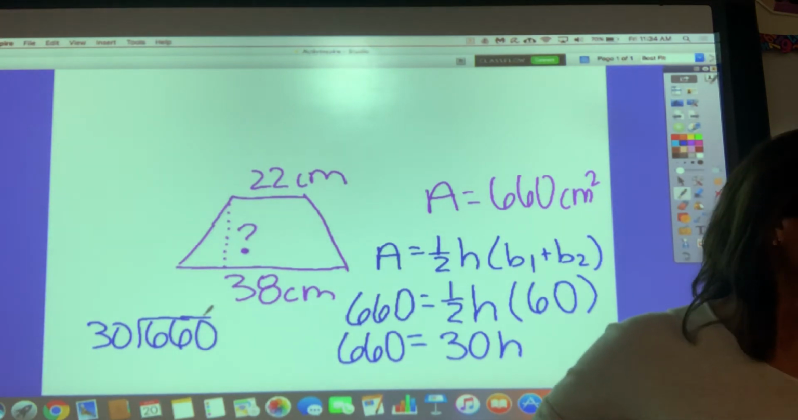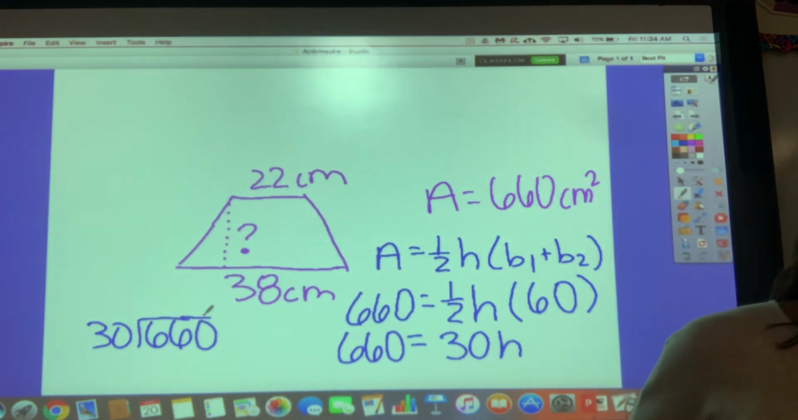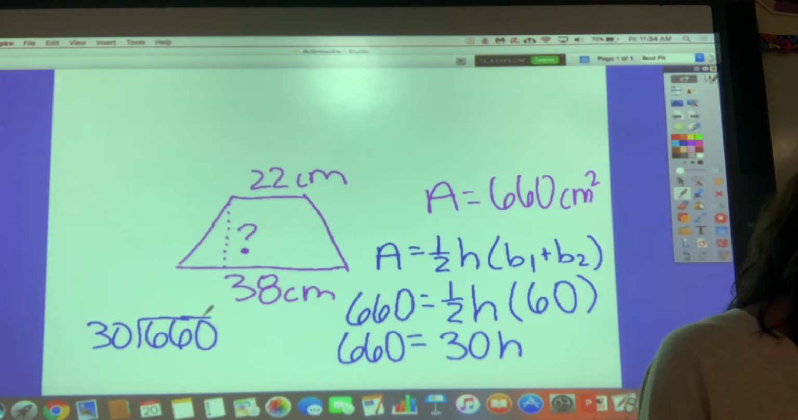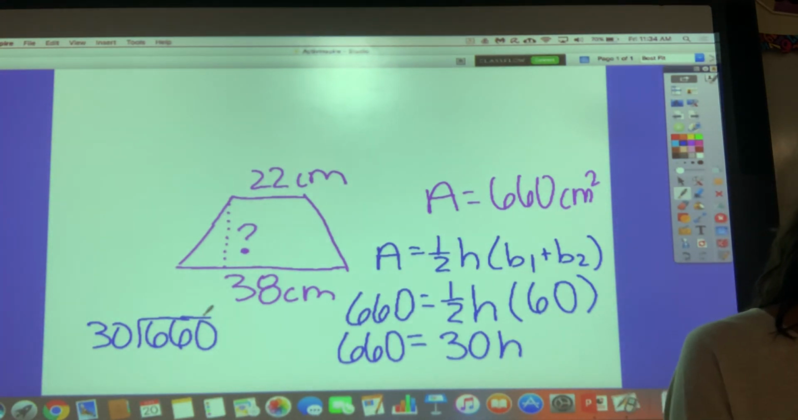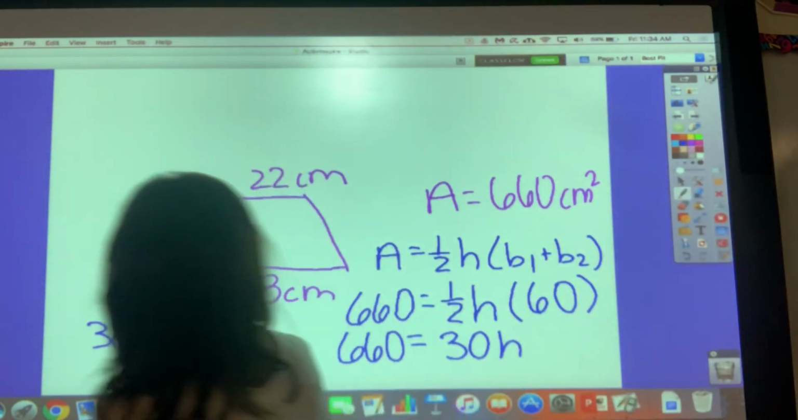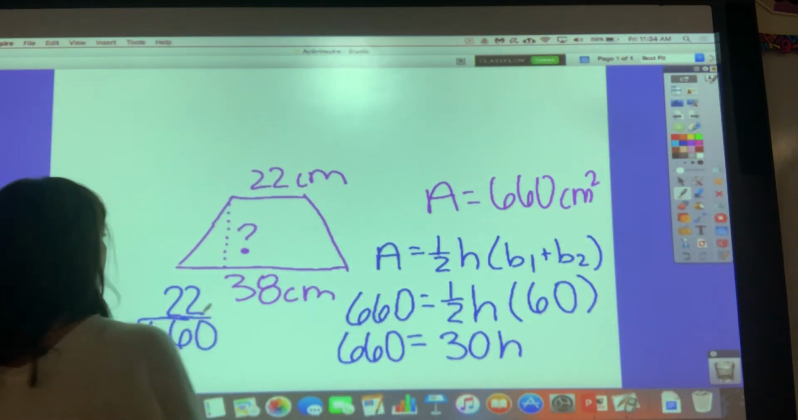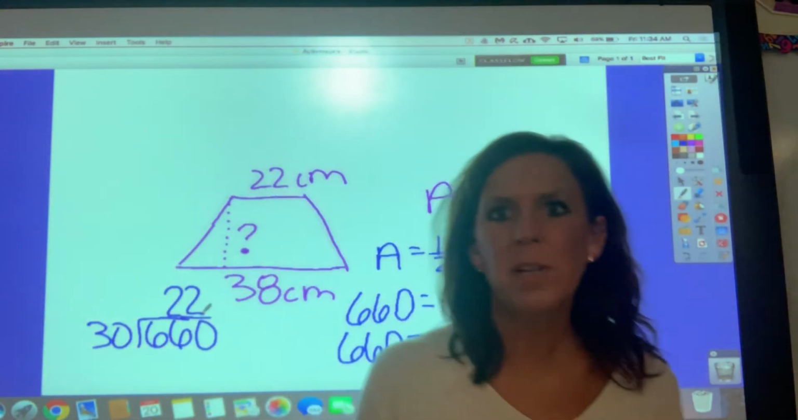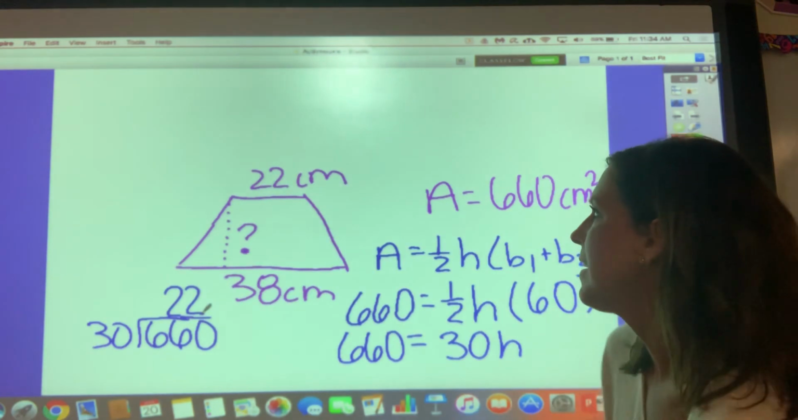And so we'll give you a minute to do that, and let's see what our height would be. So 30 into 660. Okay, hopefully you got 22. So 22 centimeters would be our missing height.